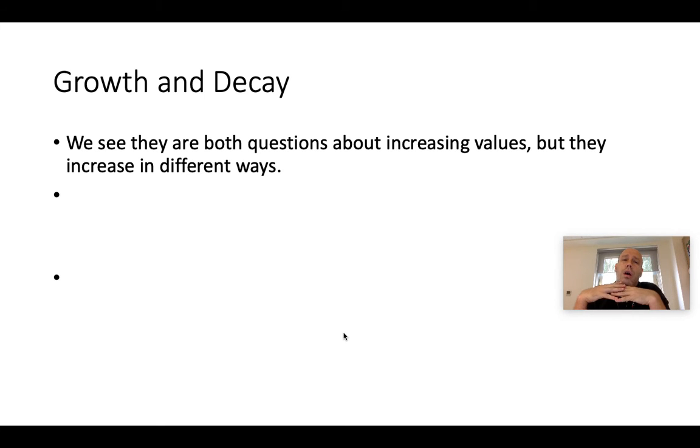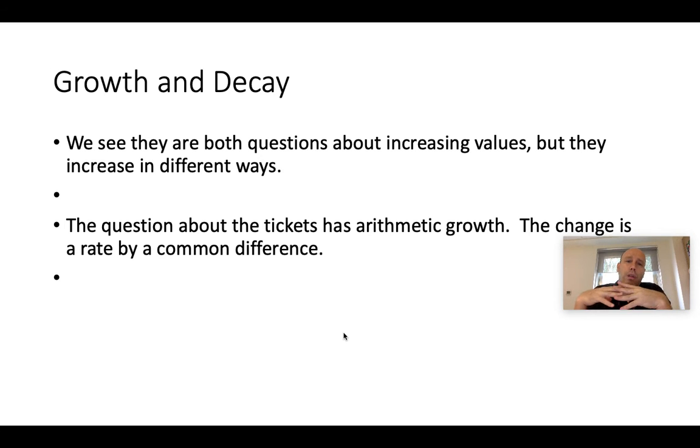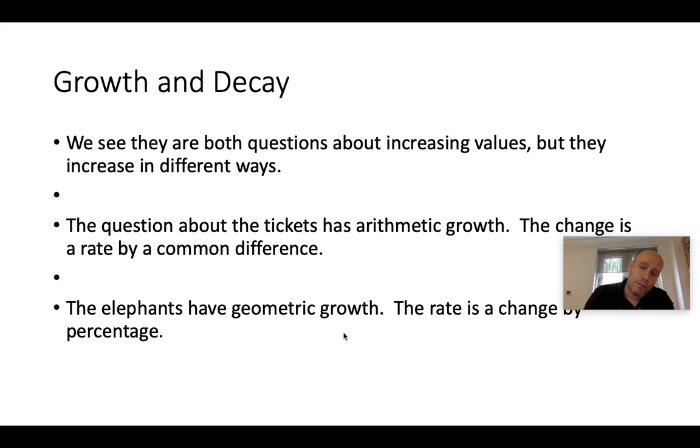So we see they're both questions about increasing values, but they increase in different ways. The question about the tickets has arithmetic growth. The change is a rate by a common difference. The elephants have geometric growth. The rate is a change by percentage.